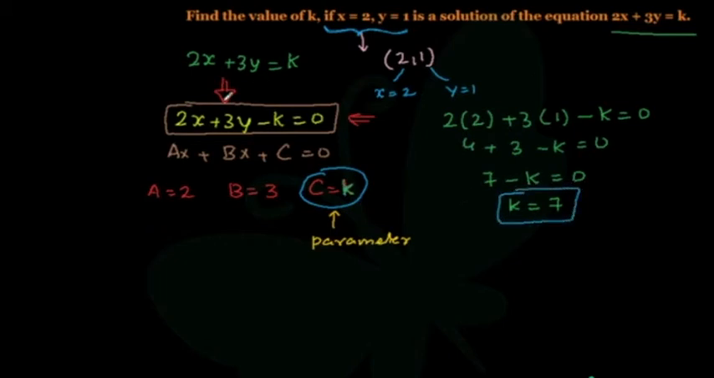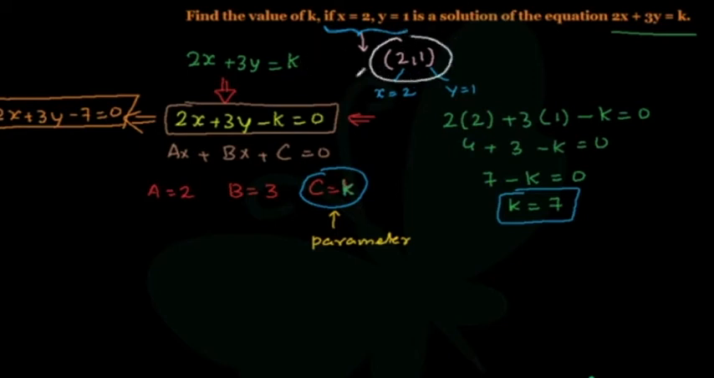So now this equation has the value of c being defined as 7. So it's 2x plus 3y minus 7 equals 0. So guys, this is the equation which will get satisfied for the given pair where x is 2 and y is 1.